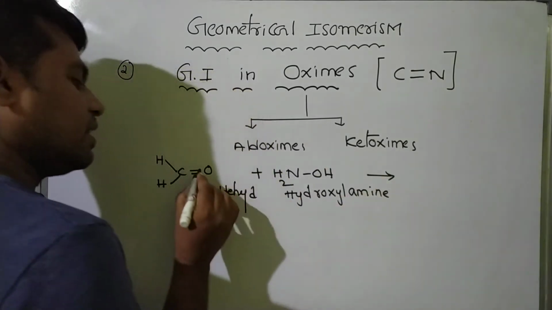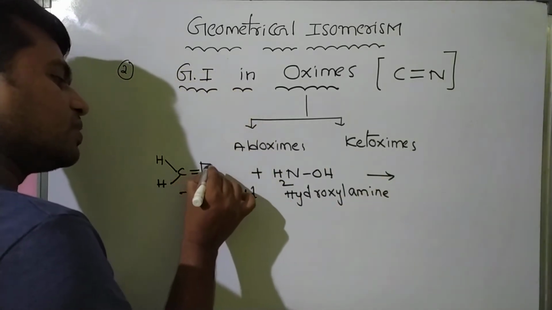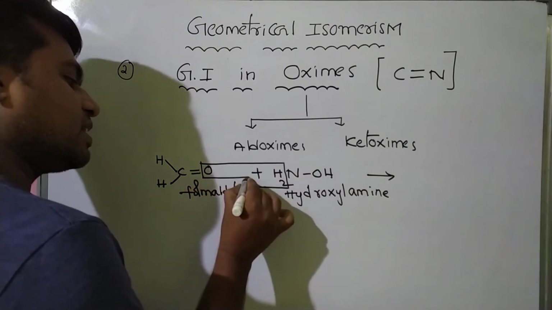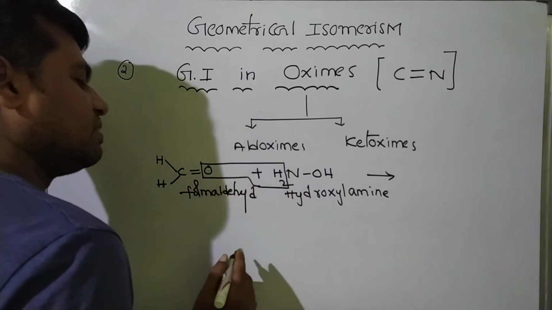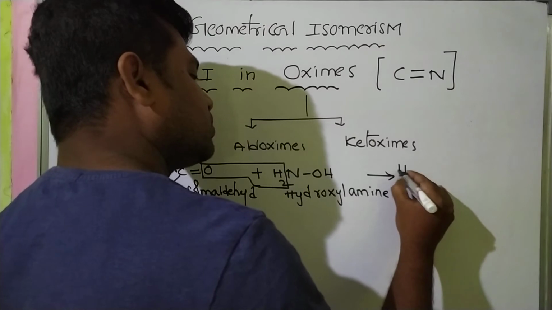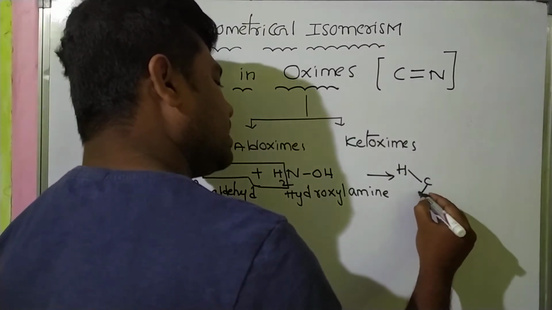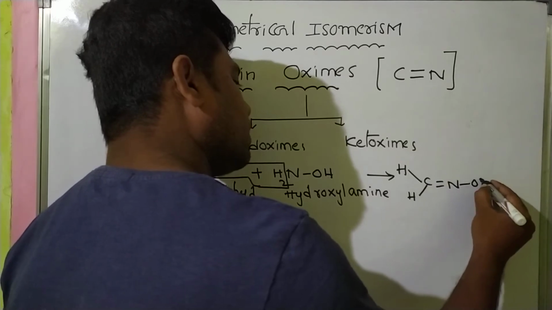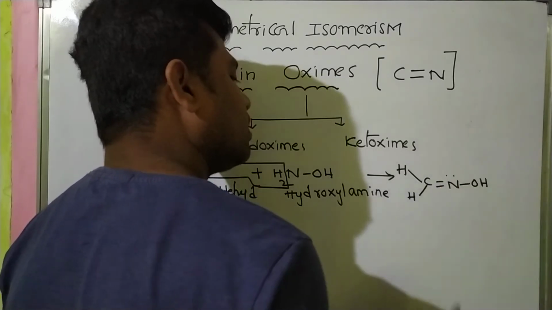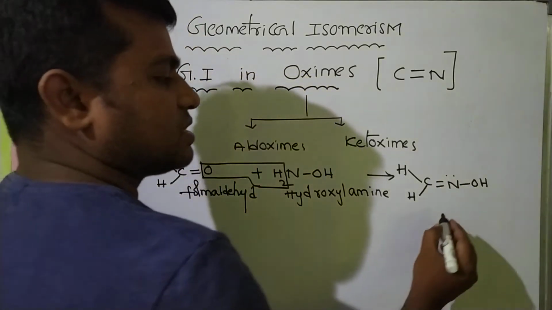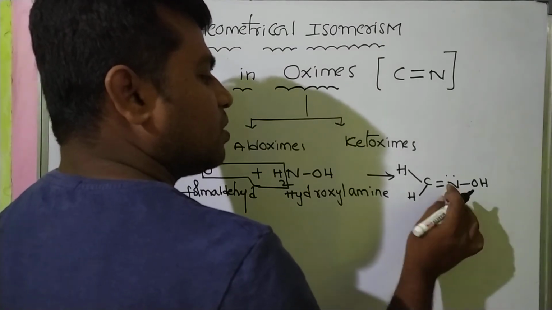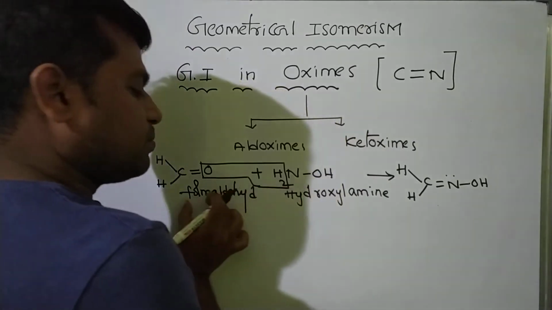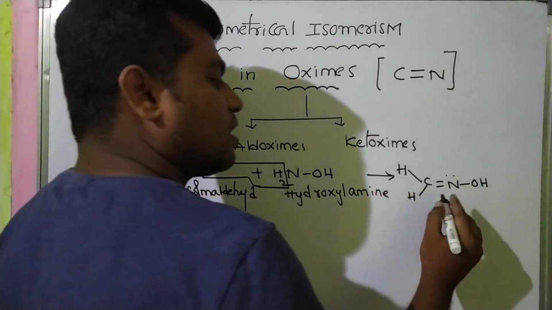Now here one water molecule will be expelled from the reaction. Now we will get H, C, H double bond, NOH. Here one lone pair is there. This is called oxime. So this oxime came out from aldehyde. So it is called aldoxime.